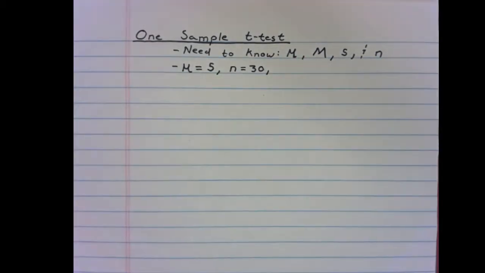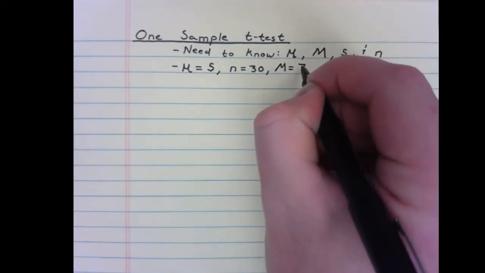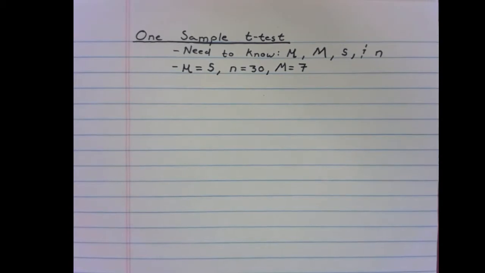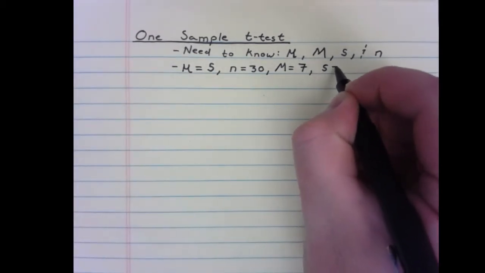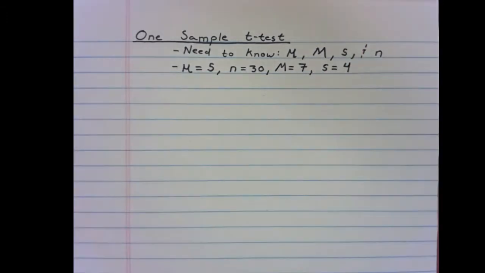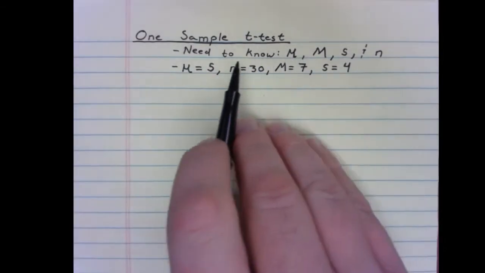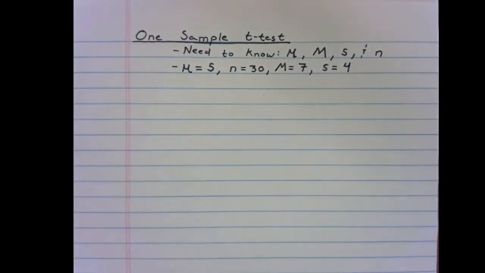You find that in these 30 acres, you actually get a mean yield of 7 bushels per acre and a standard deviation of 4 bushels per acre. So we have all the information we need to calculate a one-sample t-test. We have the population mean, we have the sample size, the sample mean, and the sample standard deviation.